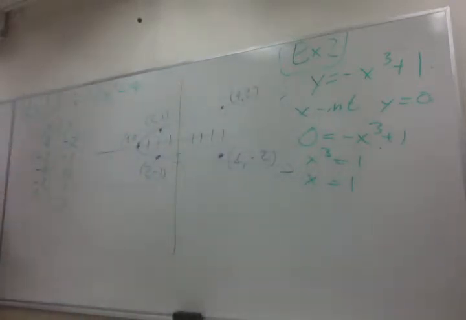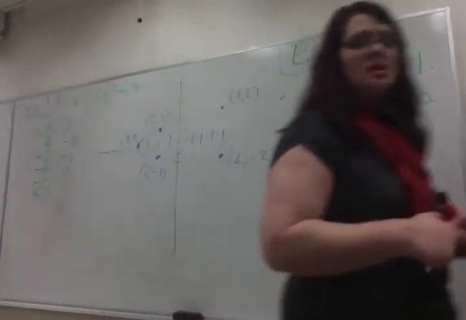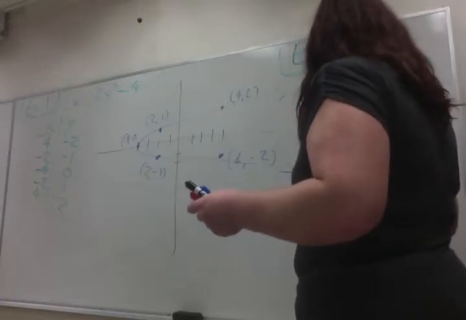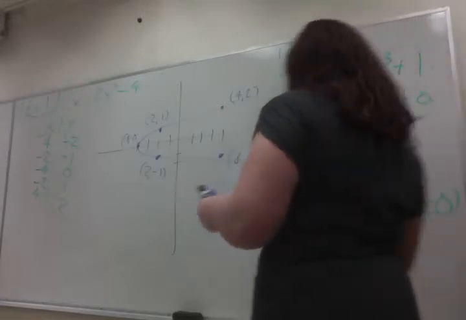Again, because it's a cube root, because it's an odd root, I do not have to put a plus or minus on the 1. If it was x squared equals 1, I get x equals plus or minus 1. If it's x to the 6 equals 1, I get x equals plus or minus 1. Again, because those are even roots. So the x-intercept here is the point (1, 0).